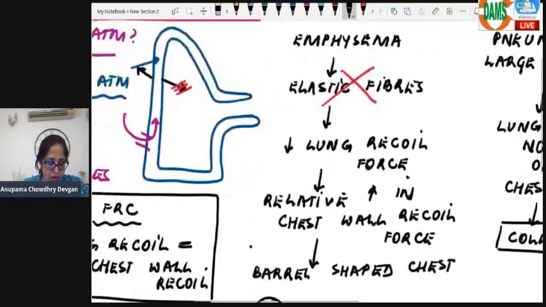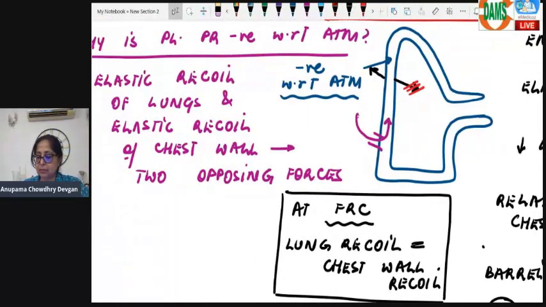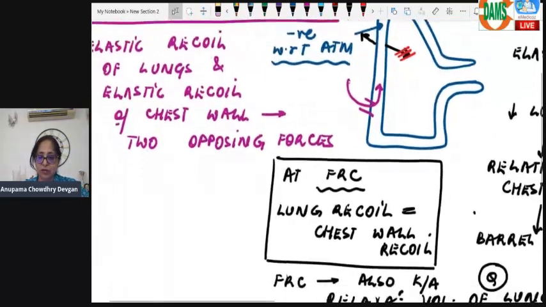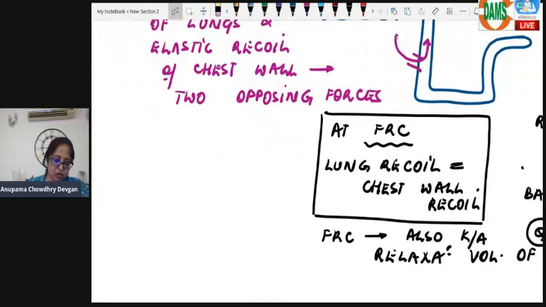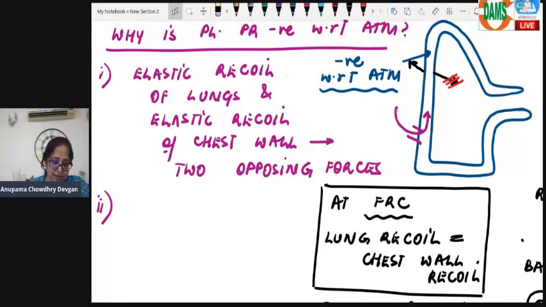Okay? So this is the significance of the elastic recoil of lungs and chest wall. At FRC, like I said, lung recoil is equal and opposite to the chest wall recoil. So FRC is also known as the relaxation volume of the lungs. FRC means lung volume at the end of normal expiration. That is what is meant, not after inhaling. After exhaling fully, you will reach residual volume.